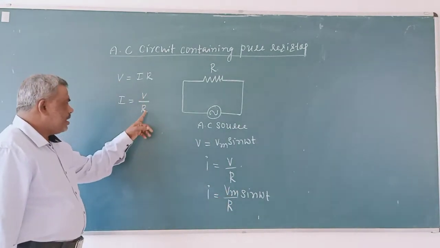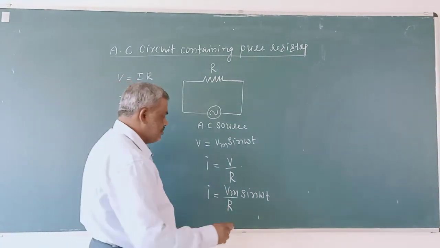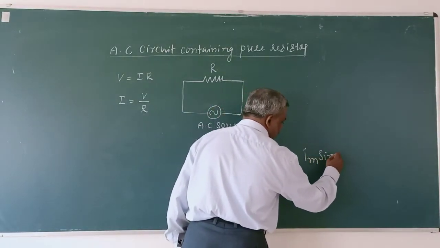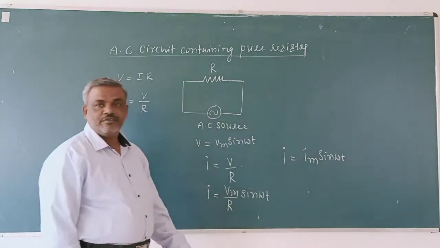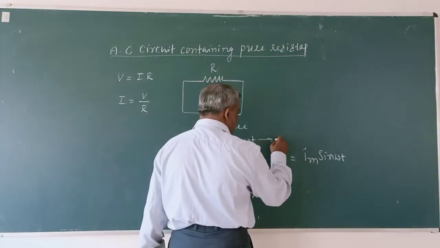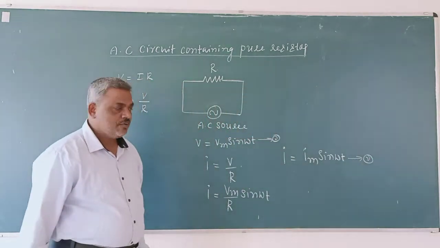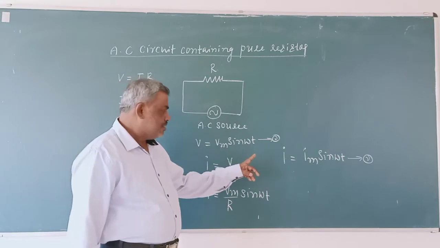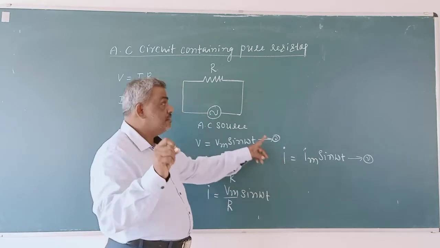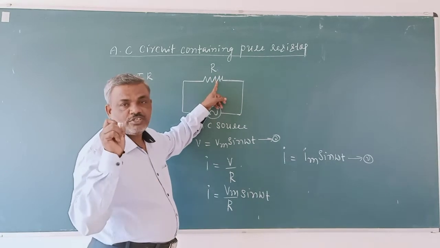Now here, Vm by R equals Im. So I equals Im sin omega t. Now two important equations are there: V equals Vm sin omega t and I equals Im sin omega t. This is the expression for current in an AC circuit when alternating voltage is applied to a pure resistor.